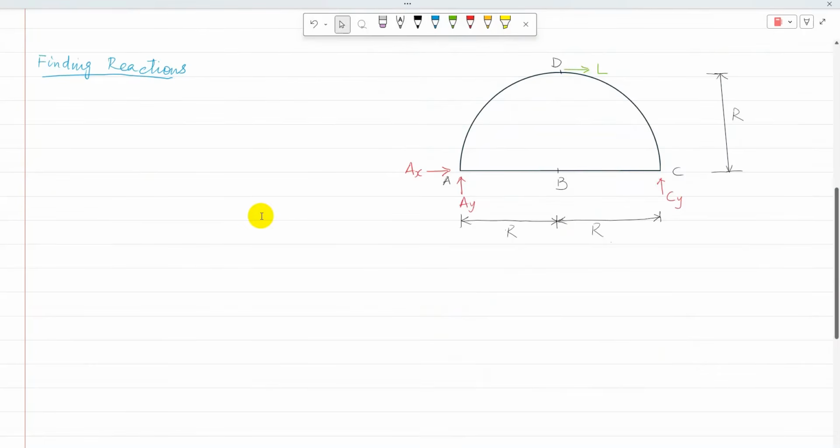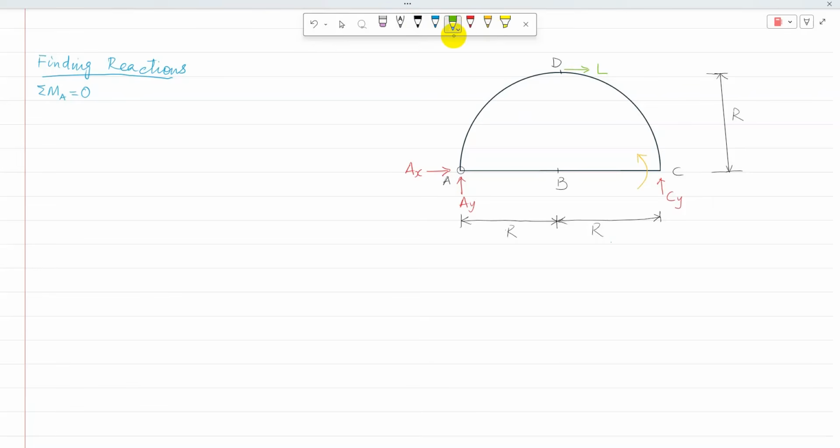To find the reactions, I'll use sigma M equal to 0 first, the sum of moments about a point. I need to select the point which has the maximum number of unknowns, so I am going to select point A. For point A, the forces are Cy, whose line of action is vertically upward at a distance of 2r from A, and Cy is trying to rotate AC in the anti-clockwise direction.